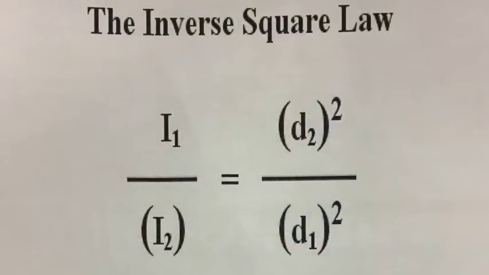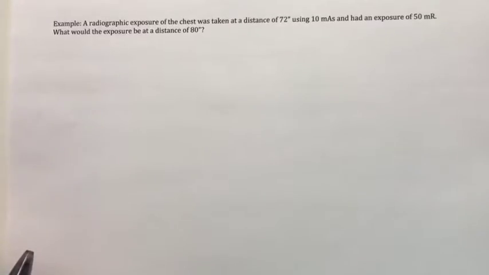This is the formula used for inverse square law. It is intensity number 1 over intensity number 2 is equal to the distance 2 over the distance 1 squared. So we have an example that states a radiographic exposure of the chest was taken at a distance of 72 inches using 10 MAS and had an exposure of 50 MR. What would the exposure be at a distance of 80 inches?